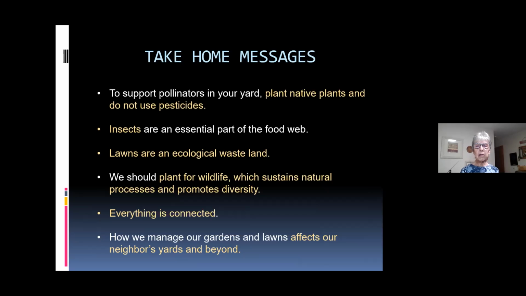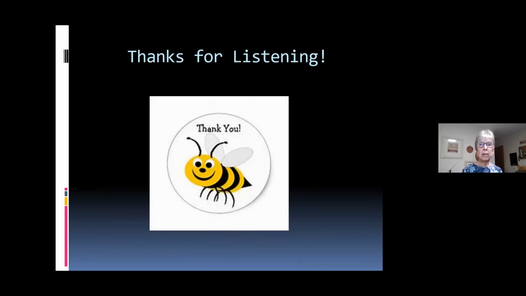And how we manage our gardens and lawns affects our neighbors' yards and beyond that. So not only are you doing something for your yard, but maybe the bees that are happy in your yard will go to your neighbor's yard too, and it will spread. So that's what I have for you today.